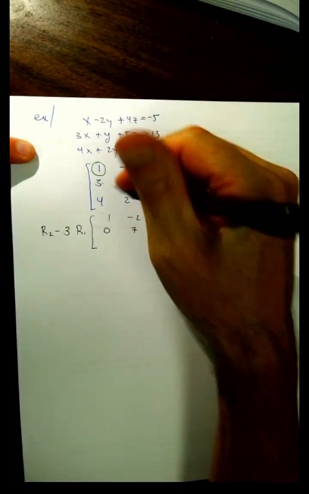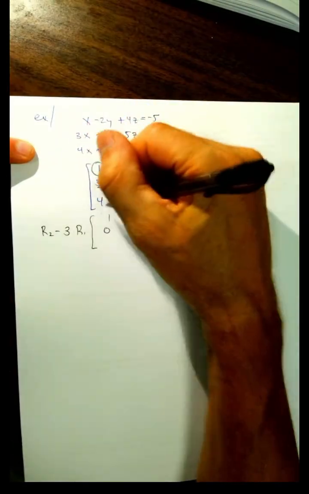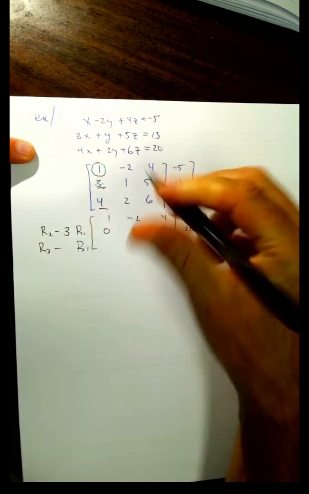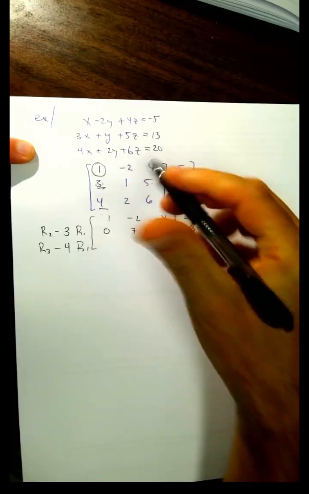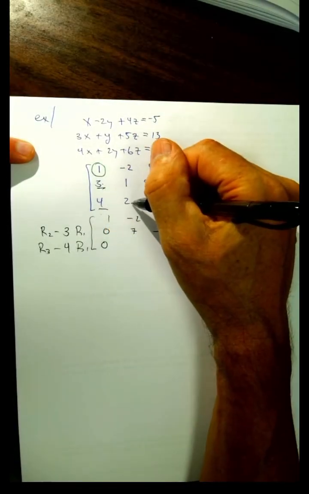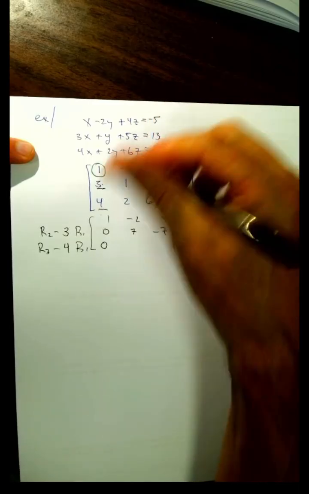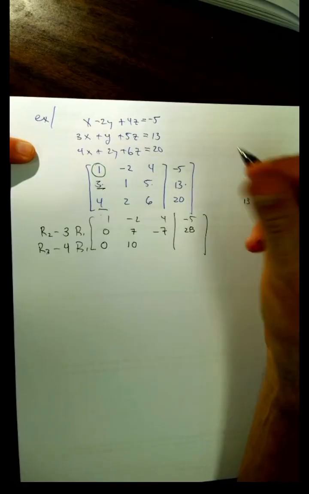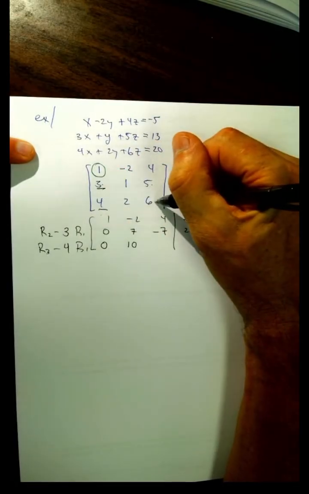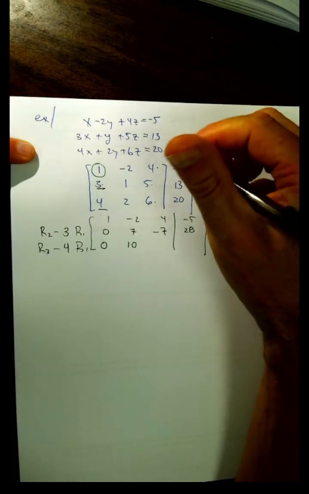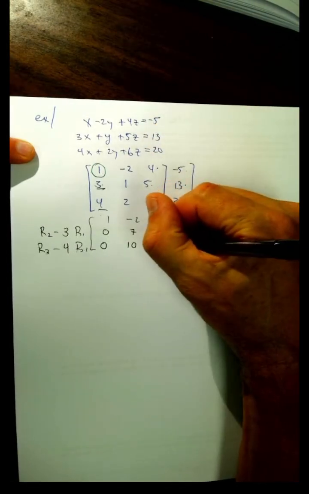And now, I got to put a 0 there. I want to get a 0 there. So I want to take my row 3 and subtract something times row 1. Well, I'm going to just take minus 4 times row 1. That'll give me a 0 there. So I'll get 2 minus a minus 8 is 10. Is that correct? Yep. And I'll get 6 minus 4 times 4 is going to give me minus 10.